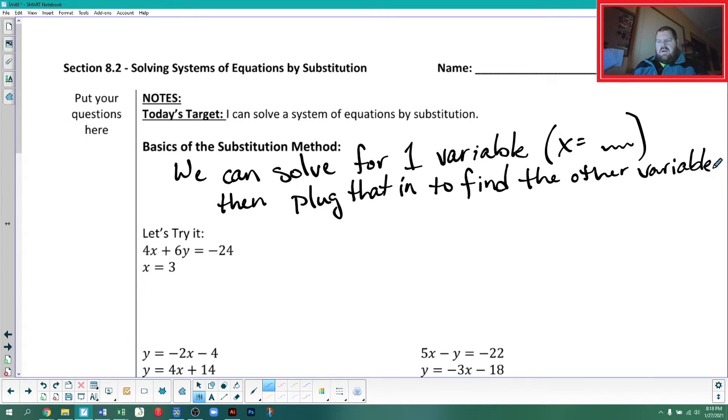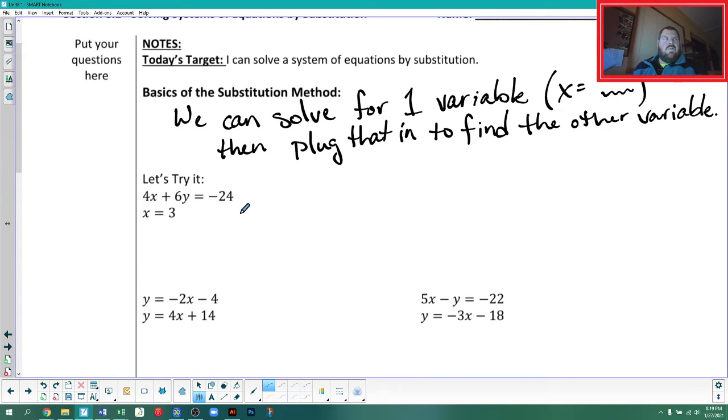And we'll run across this from time to time where we get an equation like this. We say 4x plus 6y equals negative 24, and they give us another equation, some other scenario that basically says that x is equal to 3. And so how do we deal with that? Well, now that we know that x is 3, I can plug it into this equation for x and figure out what y is.